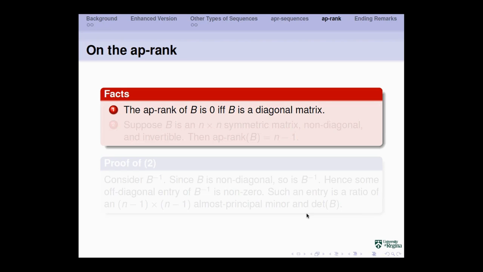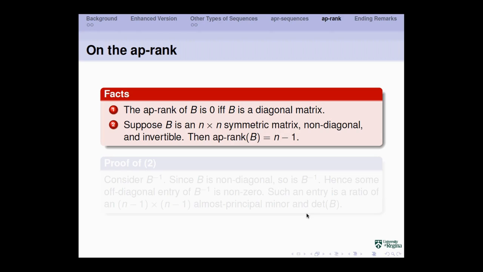So the AP rank of a matrix is 0 if and only if the matrix is diagonal. That's something to understand. I mean, generally when we think about rank of a matrix, if the rank of a matrix is 0, then you've got the 0 matrix in your hand, but not for the AP rank, because the AP rank in some regard ignores the diagonal.